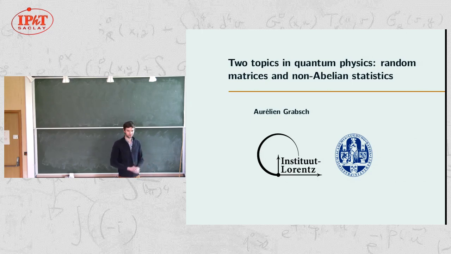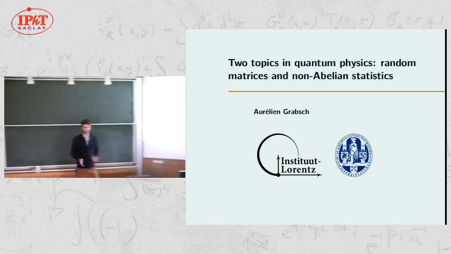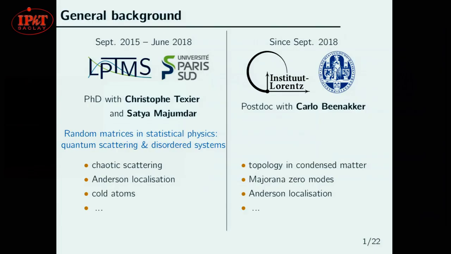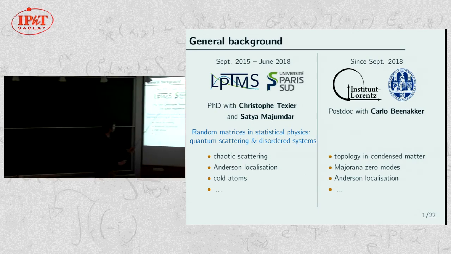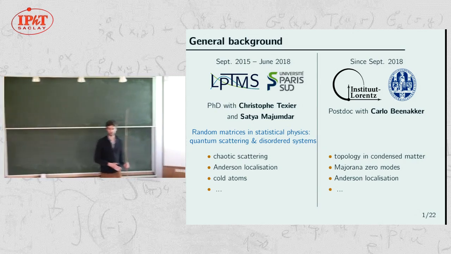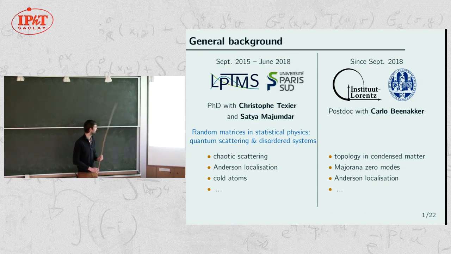So yes, as Marco said, I will be talking about two very different things, and the reason for that will be quite clear once I've briefly introduced myself. I did my PhD at LPTMS, very close from here, with Christophe Texier and Satya Majumdar on applications of random matrices in different fields of statistical physics. For example, in quantum scattering, understanding localization, cold atoms, and also different topics.